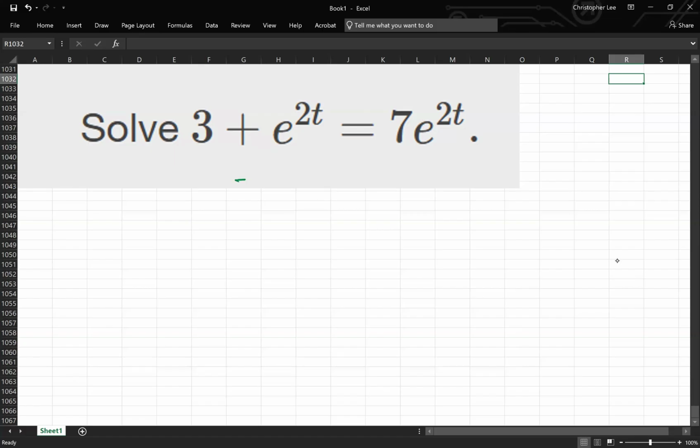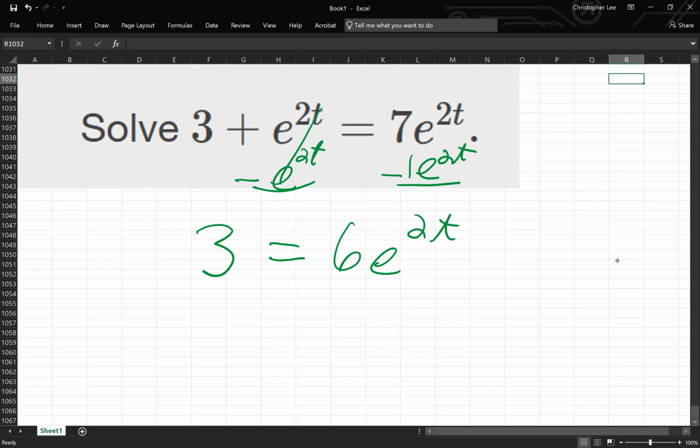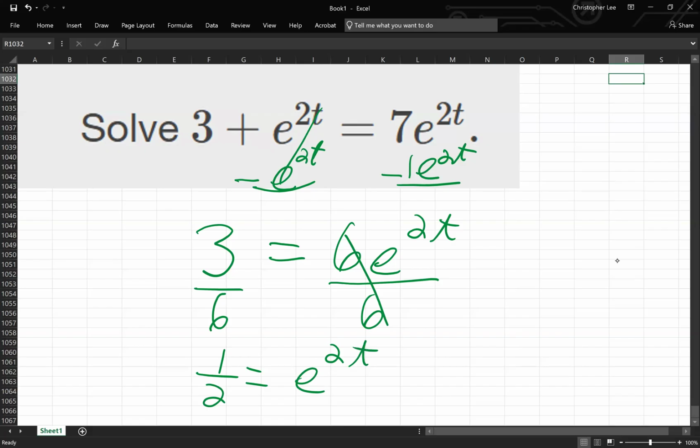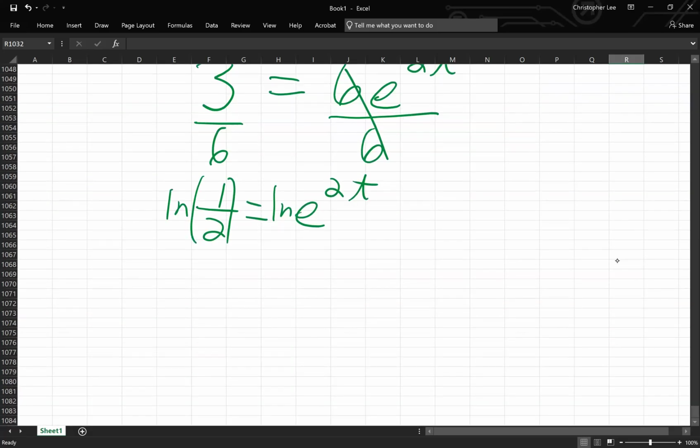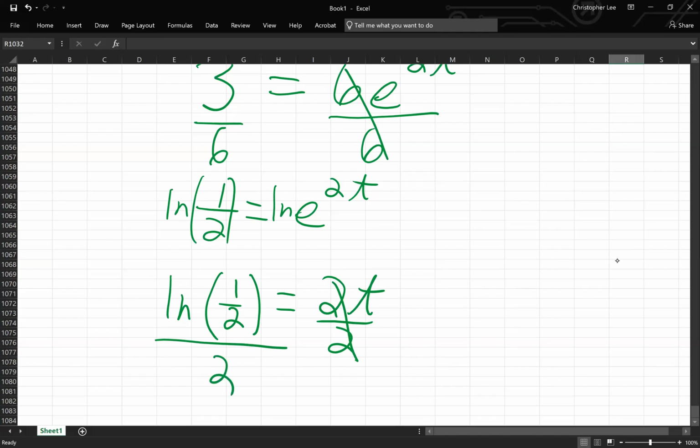So I'm gonna minus the e to the 2t. What I do to one side, do to the other. So now what do I have? 3 equals 7 minus 1, 6 e to the 2t. Divide by 6 both sides. 1/2 equals e to the 2t. Now, ln both sides. ln 1/2 is equal to 2t. Divide by 2, what we do to one side, we do to the other. That's it. Questions on it?